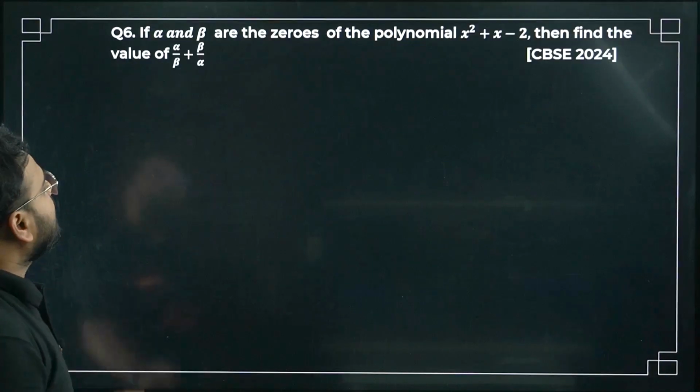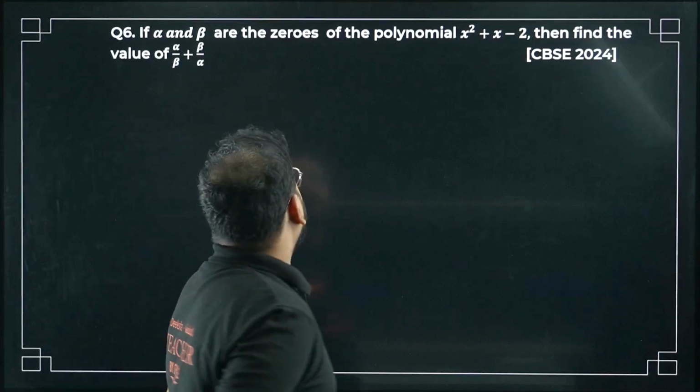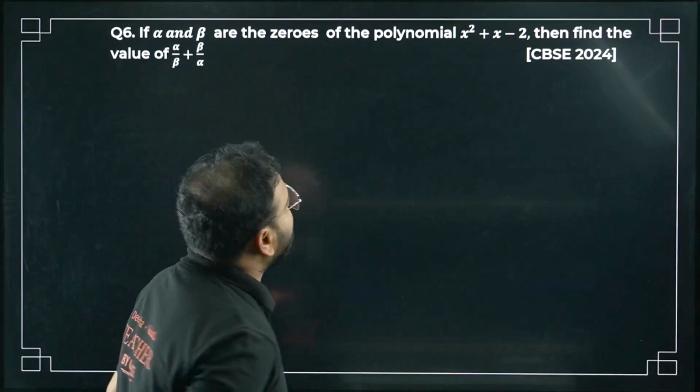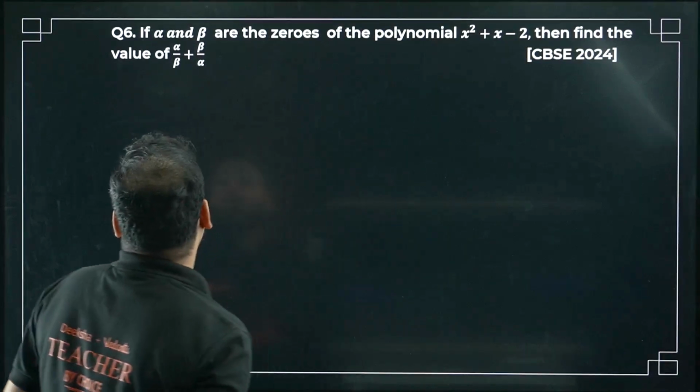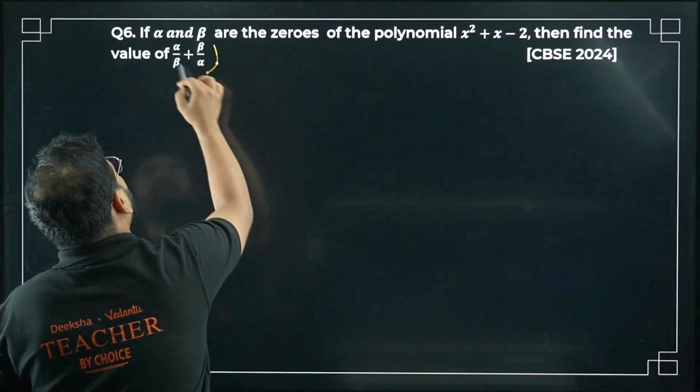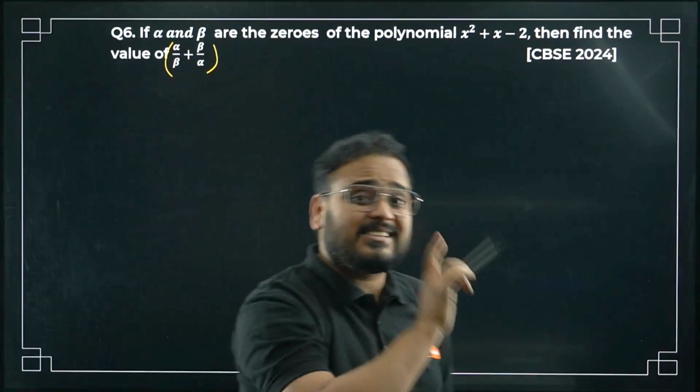It's a good question, sir. Question number 6 now. Alpha and beta are the zeros of the polynomial x square plus x minus 2. Find the value of this. As I said, in the MCQ section, questions like this keep coming.